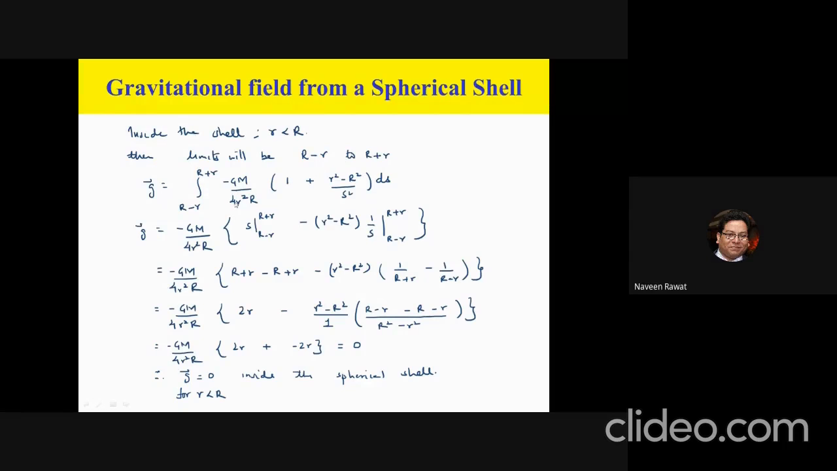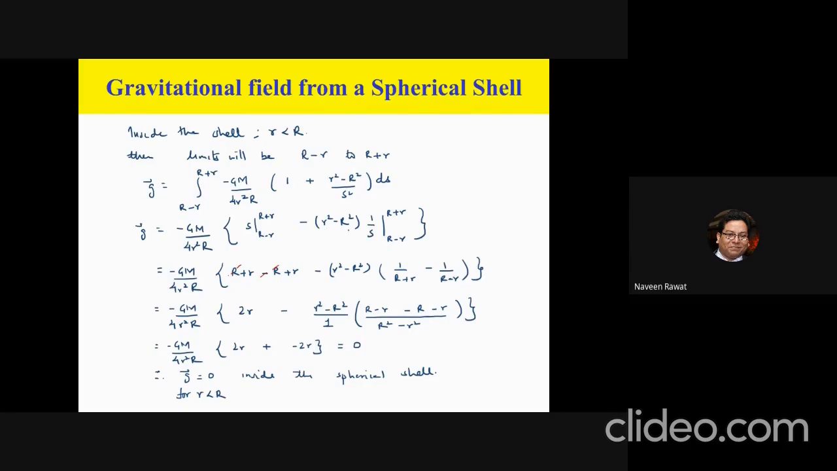We have minus GM by 4 small r square R, and then you have this expression, 1 plus this expression right here. Again we will be integrating. All these terms are constant, they will come out, and you're integrating these parts. Again you get the same value of s, and the integration limits are R minus r to R plus r, and even the second expression is the same. So here again you have R plus r minus of R minus r, which becomes plus r. So now you are getting rid of this capital R, and you are left with 2r, which is a small r.